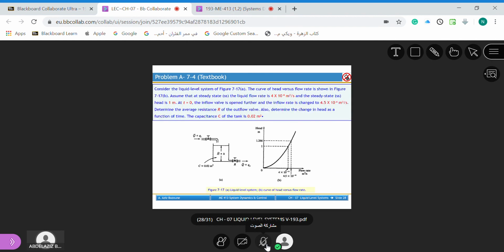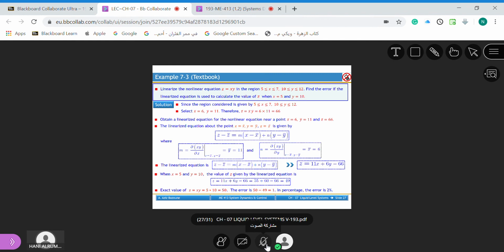Go ahead, Hani, please. But Doctor, 6 and 11, we choose them, right? Yes, 11 you choose, but you can choose any value. Does it have to be an integer? Not necessarily. You have to take them within this interval. Sometimes he restricts you and tells you to use this value at any point. But here, since they are within the interval, no problem.